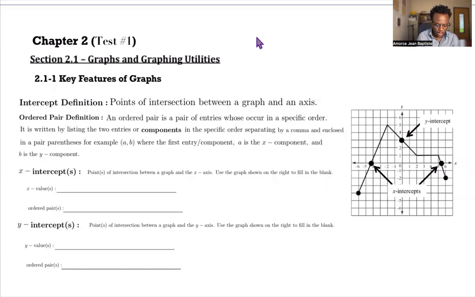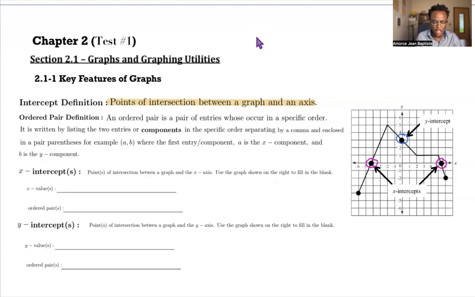An intercept is the point of intersection between the graph and one of the axes. So that's why you can have an x-intercept or a y-intercept. For example, here, that's an x-intercept. That is also an x-intercept because it's an intersection between the graph and the x-axis. We also have a y-intercept here. That is when the graph crosses the y-axis.